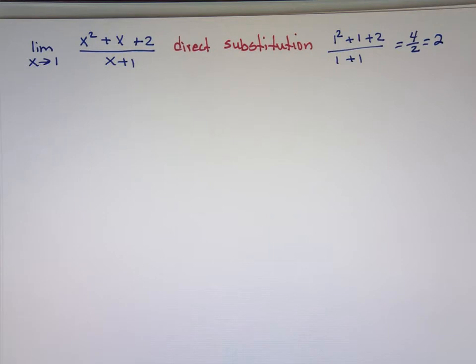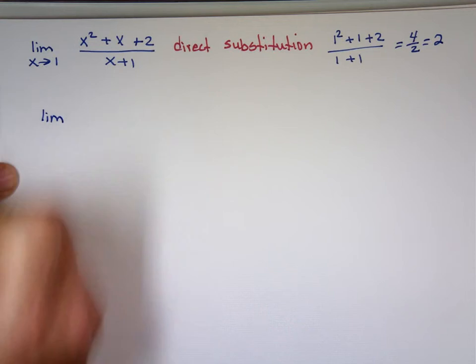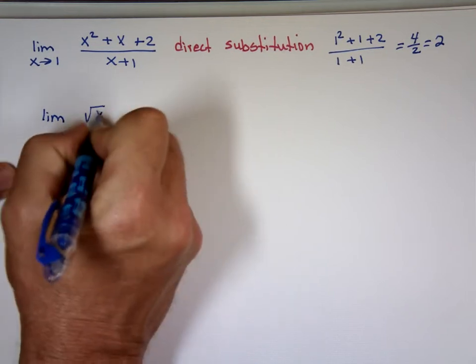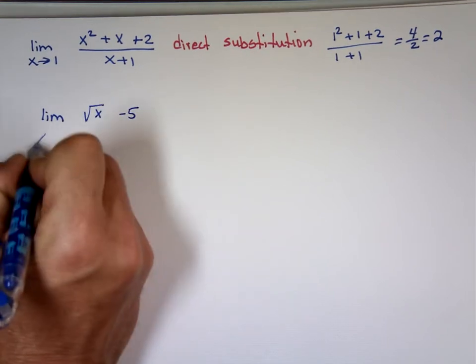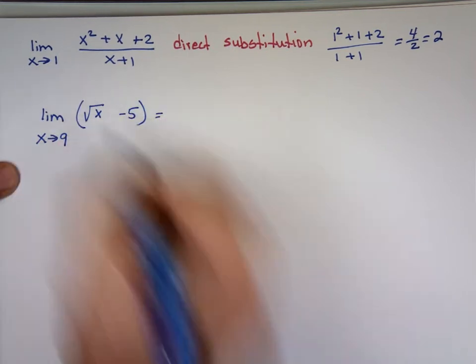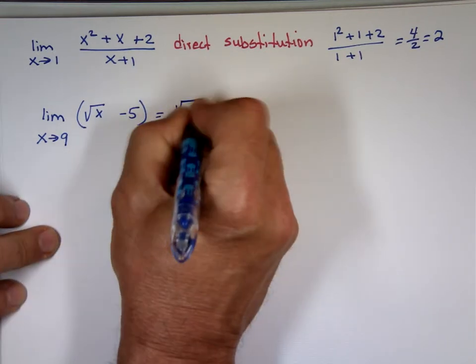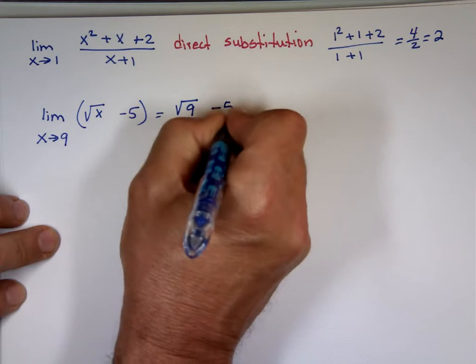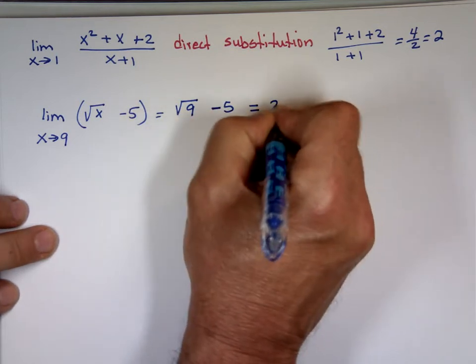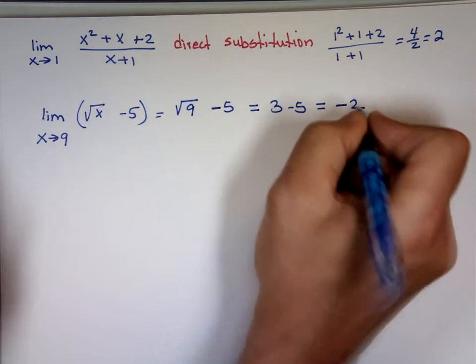What is the limit of the square root of x minus 5 as x approaches 9 equal to? Try direct substitution. That will be the square root of 9 minus 5, which is what? 3 minus 5, and the answer is negative 2.